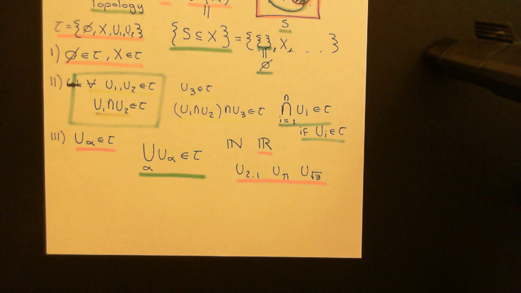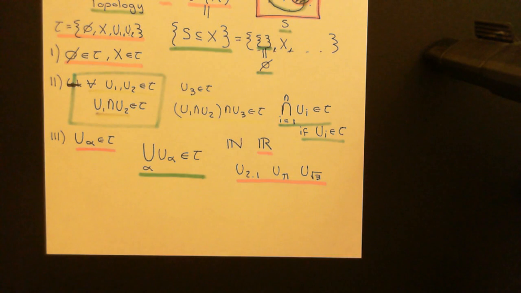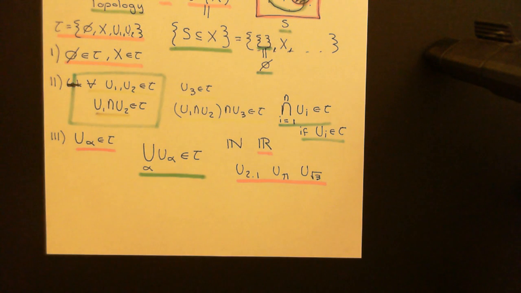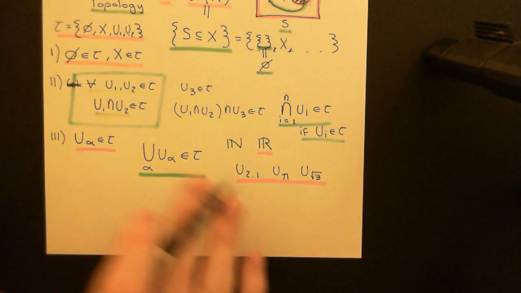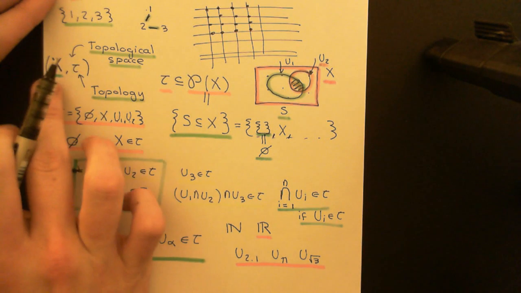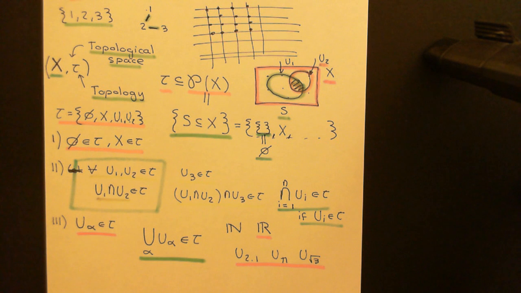Okay, so those three properties are the three properties that we are going to insist that this subset of the power set of X must obey if it is going to be called a topology. So if and only if your subset of the power set of X obeys these three properties does it get the title of being a topology. And when you stick this as a structure on your set capital X, that then is called a topological space.